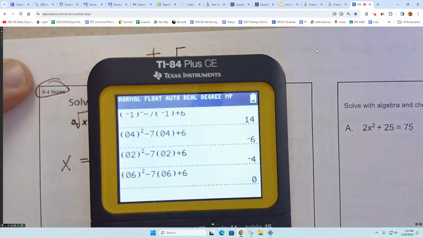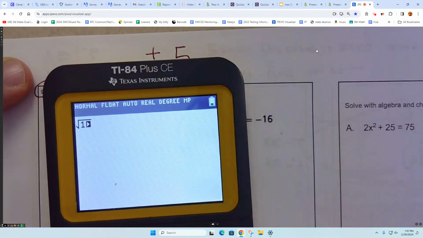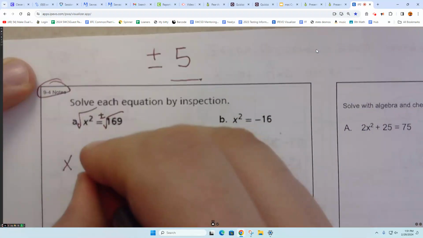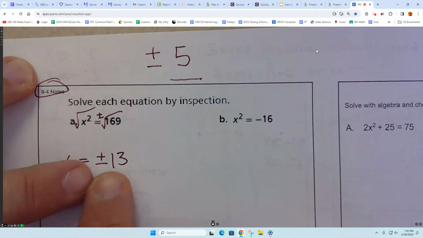So on our calculator, we got this right here. Square root of 169 is 13. Positive or negative 13. Anytime you square root, we're going to get a positive or negative. This is how we get our two answers.